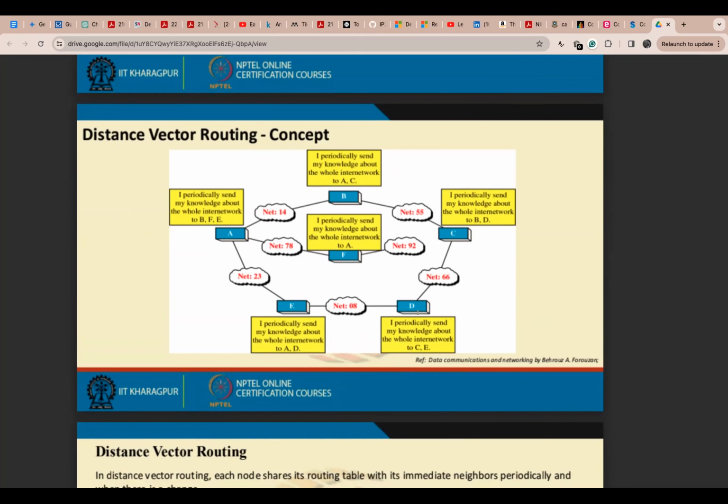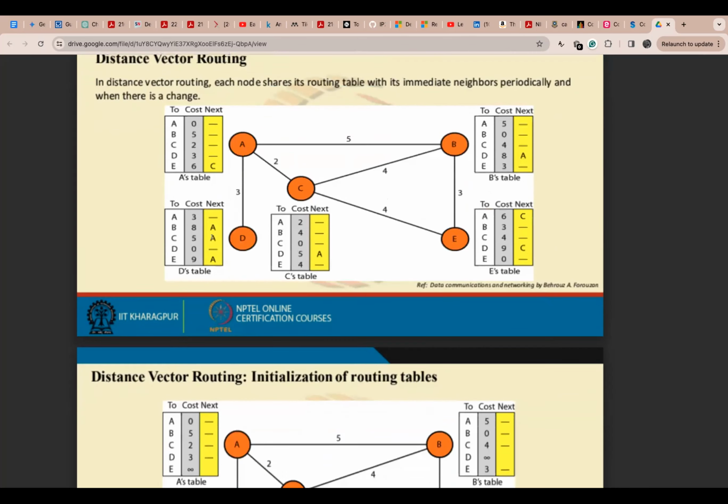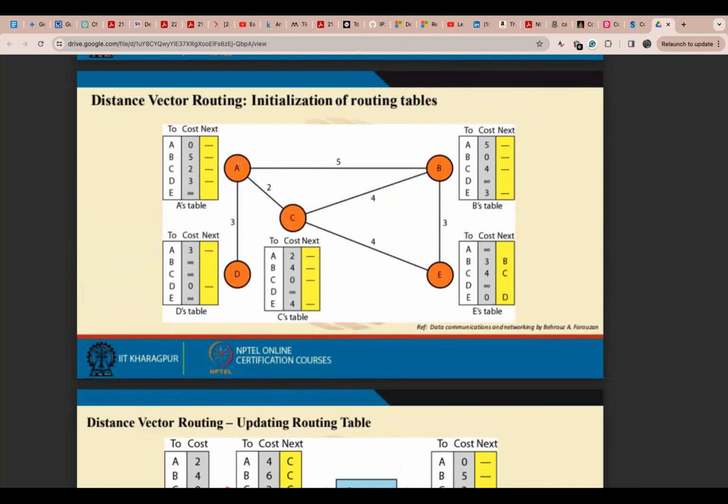D sends the thing to E and C, and F sends it to A, and so on. So this is the first iteration. In the first iteration, A knows that to get to D, it has to pay a cost of three. Like if you see in A's routing table.